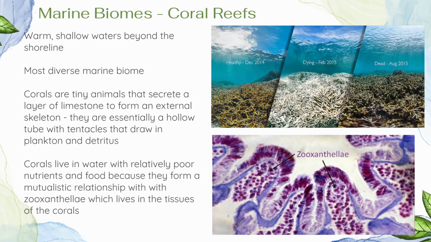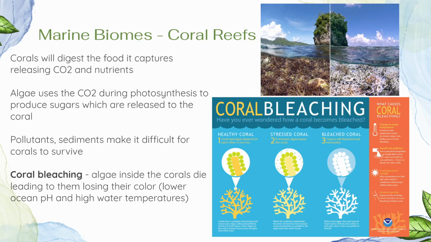Next, we have coral reefs. They are found in warm, shallow waters and are the most diverse marine biome on Earth. Corals are tiny animals that secrete a layer of limestone to form an external skeleton. They have a mutualistic relationship with a type of algae called zooxanthellae that lives in their tissues. Corals digest the food they capture and release carbon dioxide and nutrients. The algae use the carbon dioxide for photosynthesis to produce sugars, which they then release to the coral.